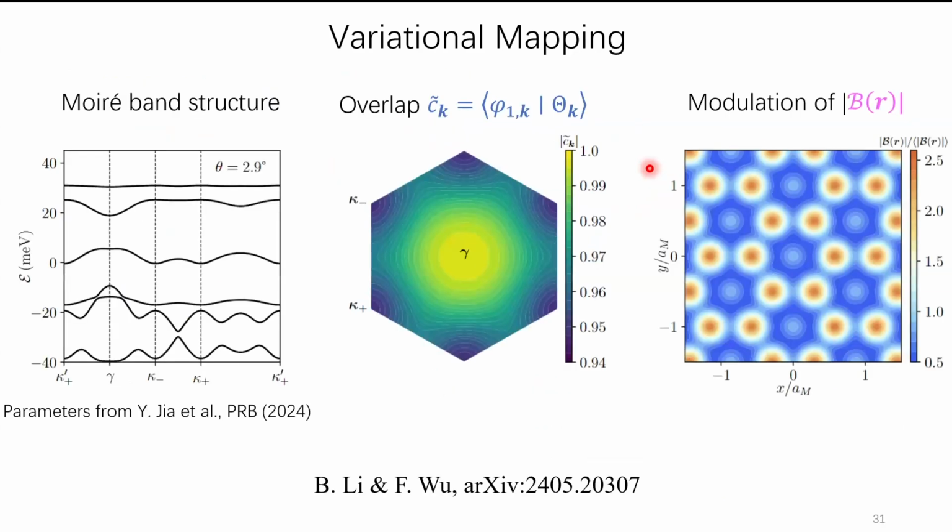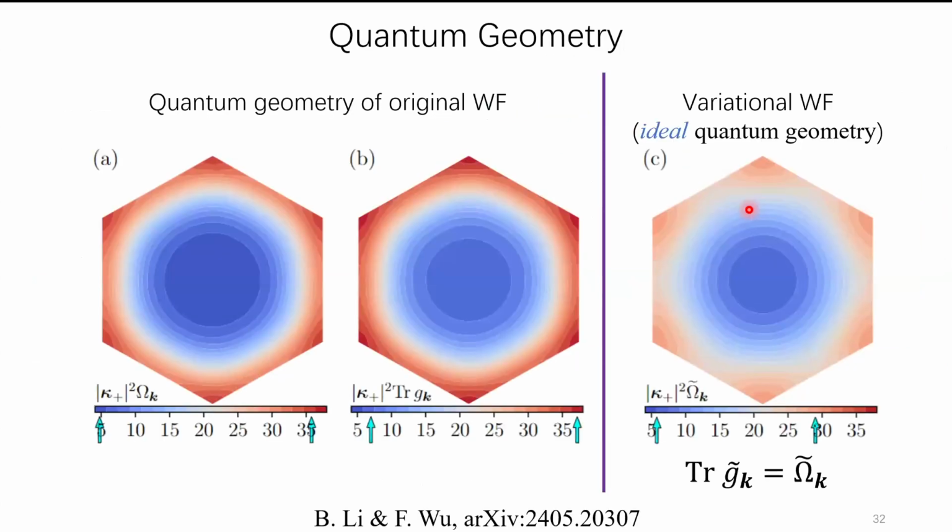So this shows the function B(r) in real space. This spatial modulation comes from the density modulation in the Moiré Chern band. So we know that Landau levels are uniform. The density is uniform in real space, but for these Chern bands, the density is not uniform in real space. And this slide shows the quantum geometry of the original wave function and the variational wave function. So the qualitative feature of the quantum geometry is captured by the variational wave function.